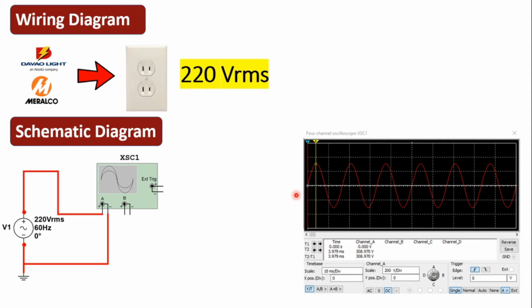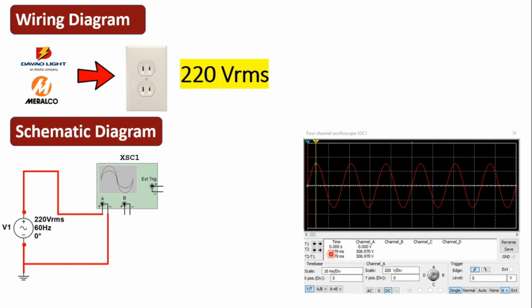Now, a few things to observe. Number one, the cyan-colored vertical line measures the voltage when the time equals zero, which is equal to 0 volt. The yellow-colored vertical line measures the voltage at time equals 3.979 milliseconds, which is equal to 308.97 volts. It says here that scale equals 10 milliseconds per division. This means horizontally, meaning 1, 2, 3, 4, each of these have a 10 millisecond interval. So 10, 20 milliseconds, 30 milliseconds, okay? As you can observe, if this is 10, then this part over here where the yellow vertical readout is located is approximately 4 milliseconds or 3.979 milliseconds to be exact.